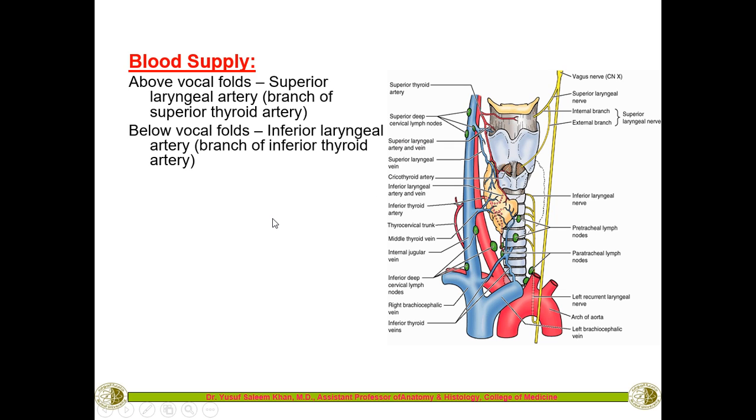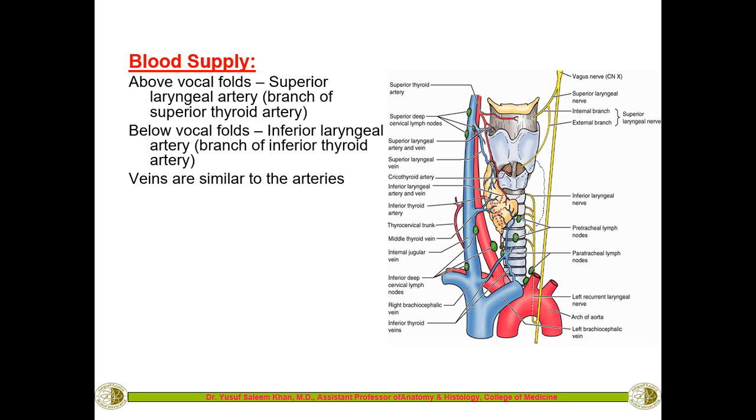What about the space below the vocal fold? It is supplied by the inferior thyroid artery. If you see here, this is the inferior thyroid artery which supplies the thyroid gland. Along with that, it gives a small branch, called the inferior laryngeal artery, which supplies the area below the vocal fold. So above the vocal fold, it is the superior laryngeal artery, branch of the superior thyroid artery. Below the vocal folds, it is the inferior laryngeal artery, branch of the inferior thyroid artery.